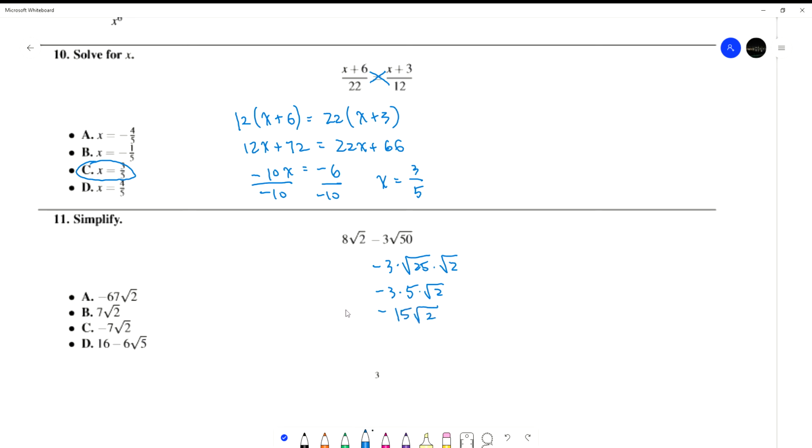So now I bring the 8 radical 2 down, and I see these are like radicals. So 8 minus 15 is negative 7 root 2. And that is answer choice C. All right, any questions with that? Okay, moving on.